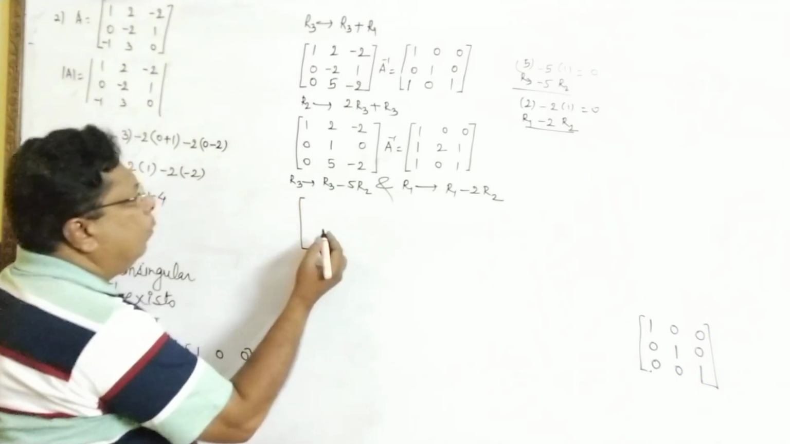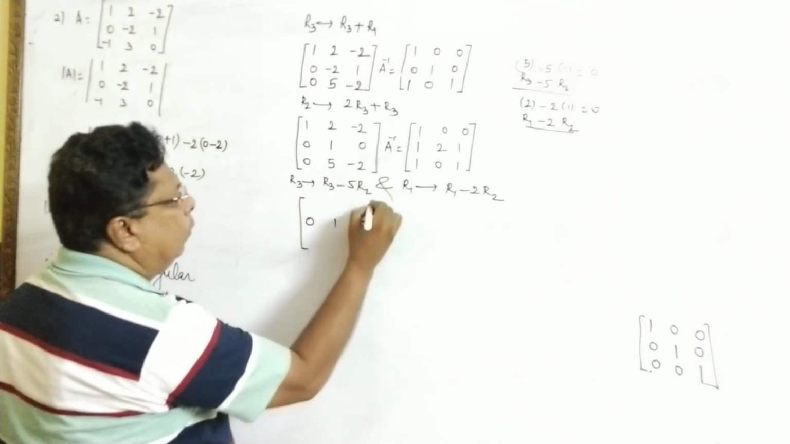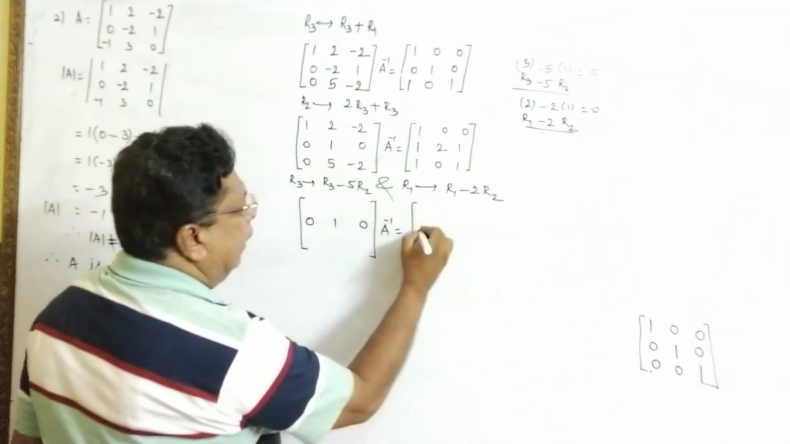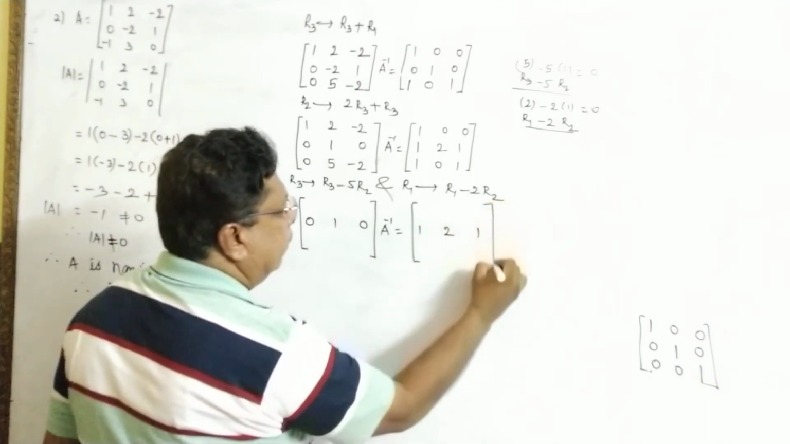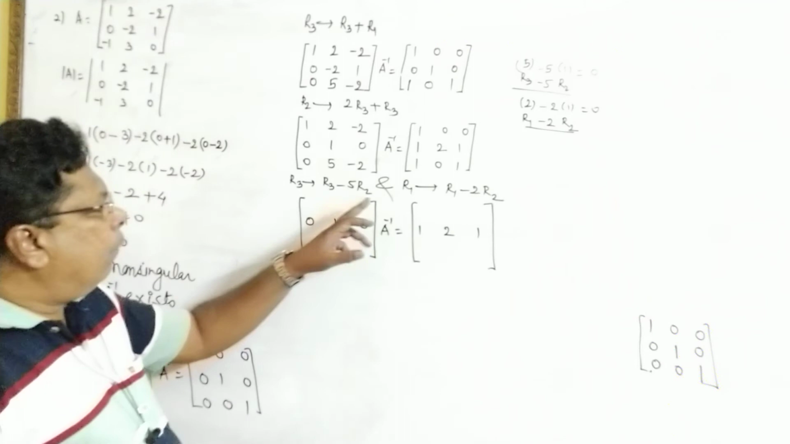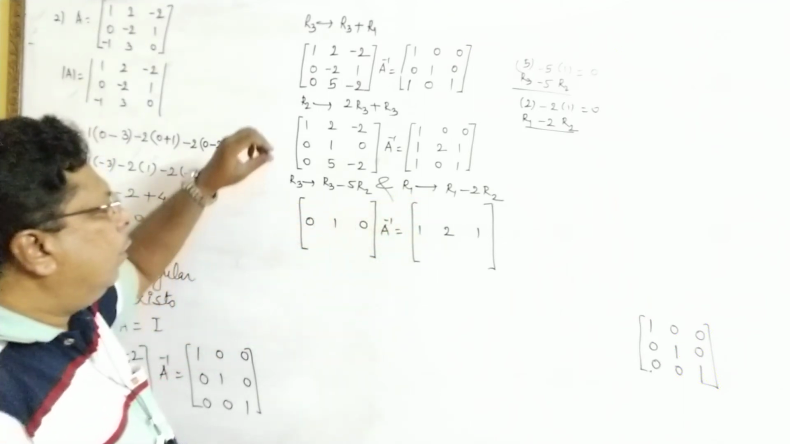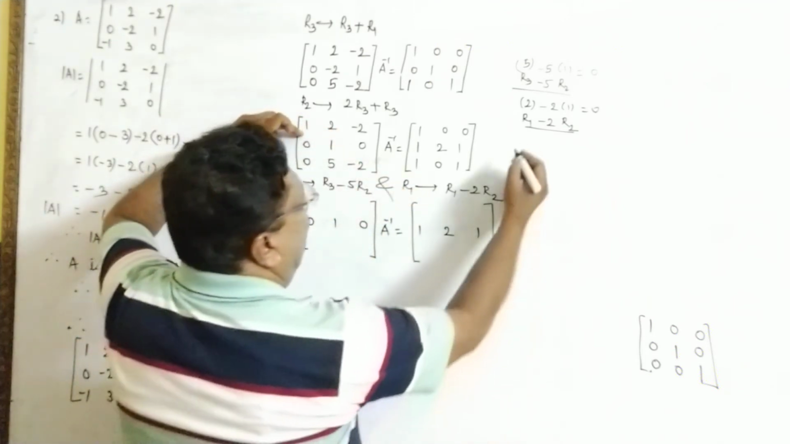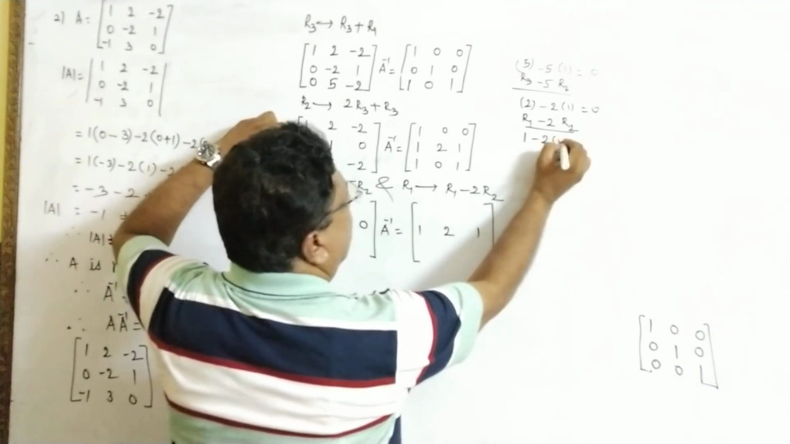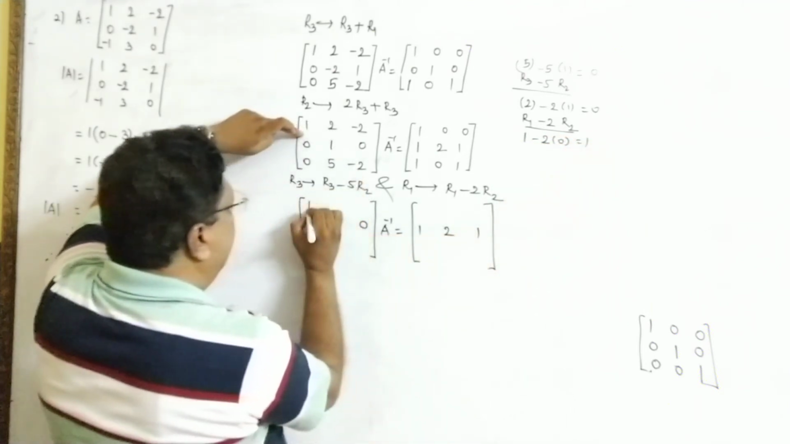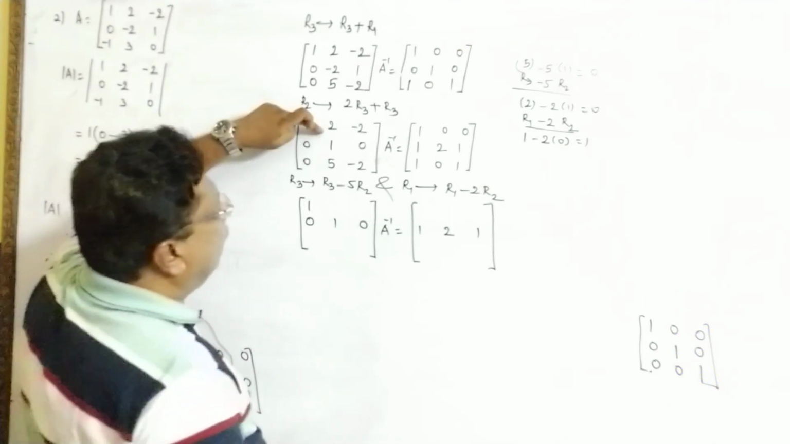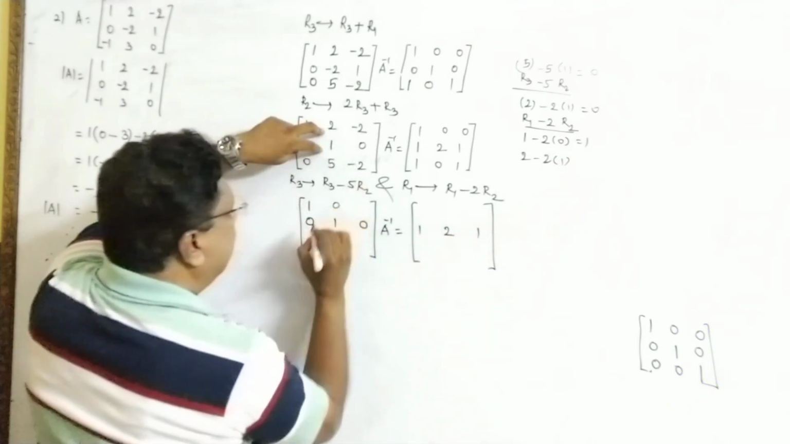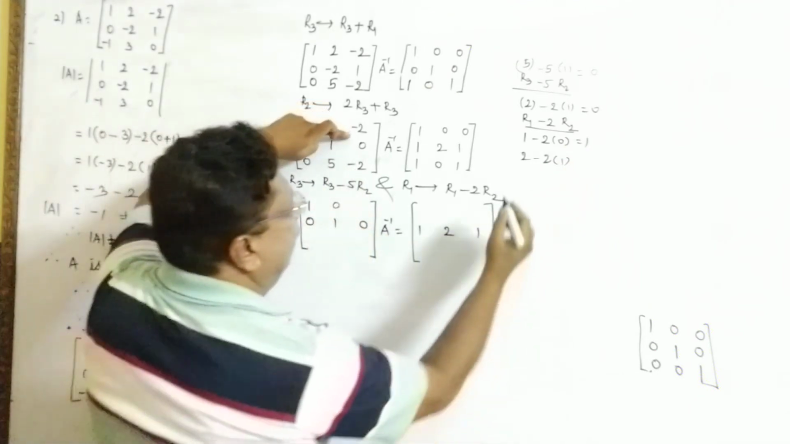Write down the second row: 0, 1, 0. A inverse, second row on right hand side: 1, 2, 1. Okay. Now the operation R1 minus 2R2. R1 is 1 minus 2, R2 is 0. So it is 1. This element is 1. Then R1 is 2, 2 minus 2, R2 is 1. So this element is 0. We have checked it. Next element is -2.